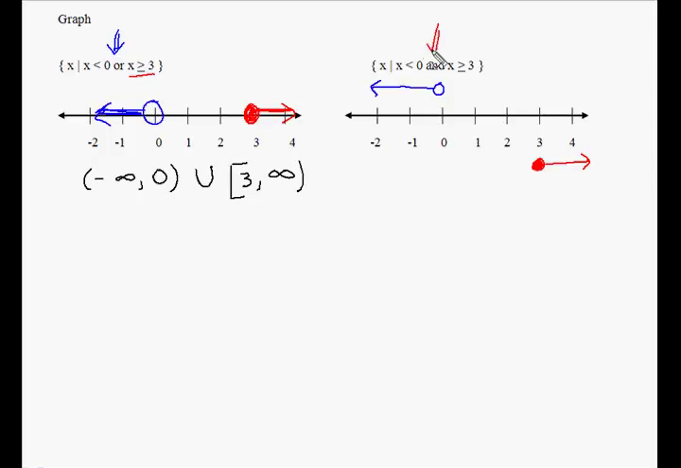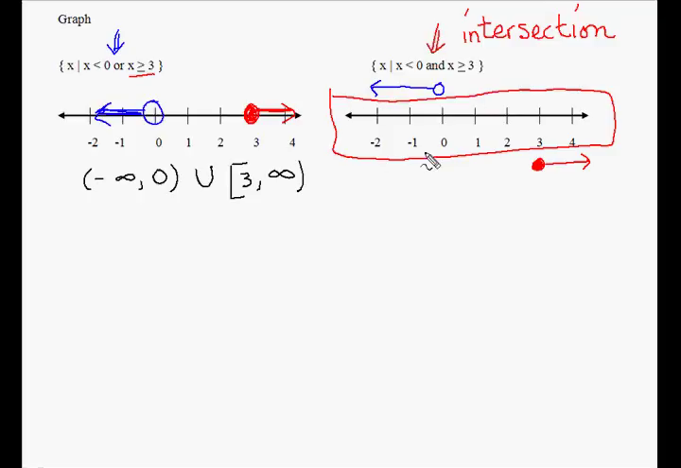But because this says "and," we're looking for the intersection. And the intersection of these two statements, as you see, is nothing. There's no overlap. So the actual answer for this graph is an empty number line. Nothing on it because there's no intersection. We can write this in interval notation. Well, actually, just notation would be the empty set, a 0 with a line through it.